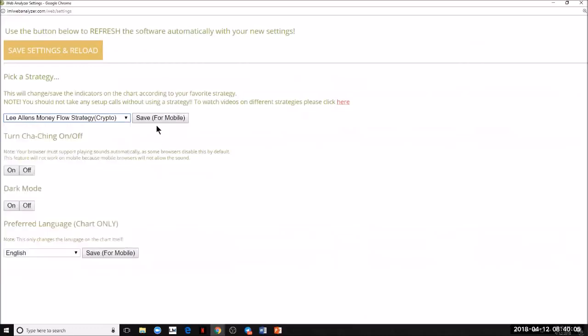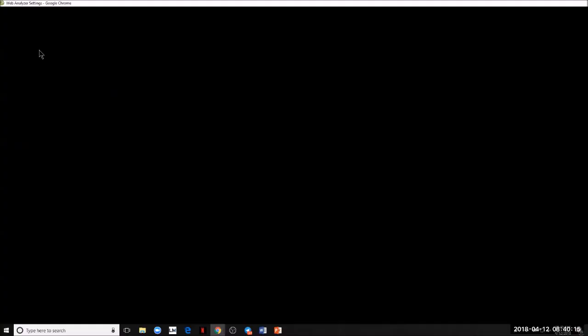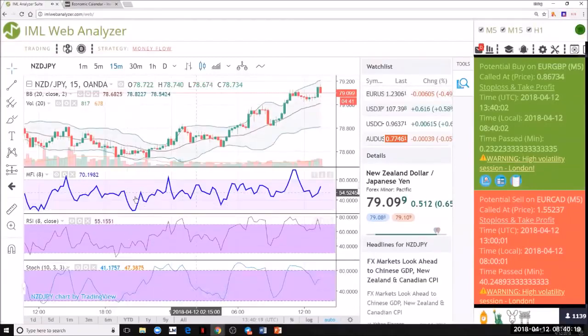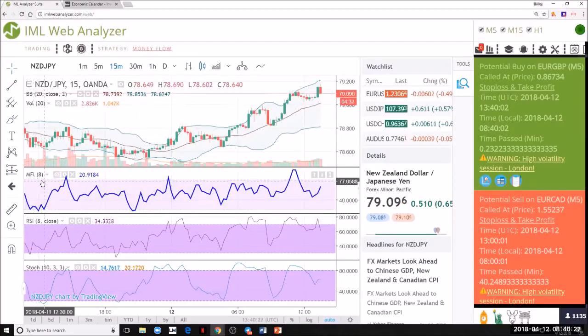Okay, so we're going to click on that. If you're on a mobile, you want to click Save for Mobile. Make sure your cha-ching is on when you're at the computer, and then you always want to save settings and reload. Once you've done that, you're going to get the three indicators here that we use. Money flow, the MFI indicator is the most important one.